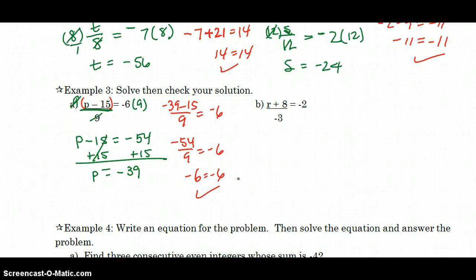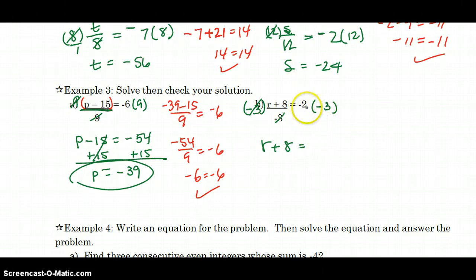I know you get tired of checking, but on a test you're going to want to check, because before you turn it in you should know whether or not you made 100. Alright, it's being divided by negative 3. No big deal. We just multiply both sides by negative 3. So r plus 8 is going to equal, whoops, that was supposed to be a negative 3. So when you multiply two negatives, it makes a positive. And so that's going to be positive 6.